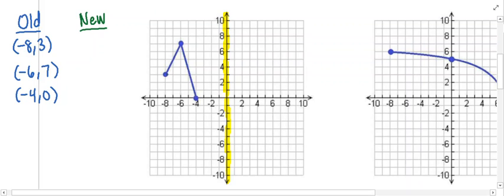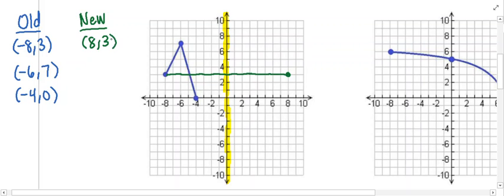Again, count boxes. This point is 1, 2, 3, 4, 5, 6, 7, 8 units to the left of the y-axis. So when we fold the sheet of paper, it's going to go 1, 2, 3, 4, 5, 6, 7, 8 units to the right. So it's going to end up here at 8, +3.